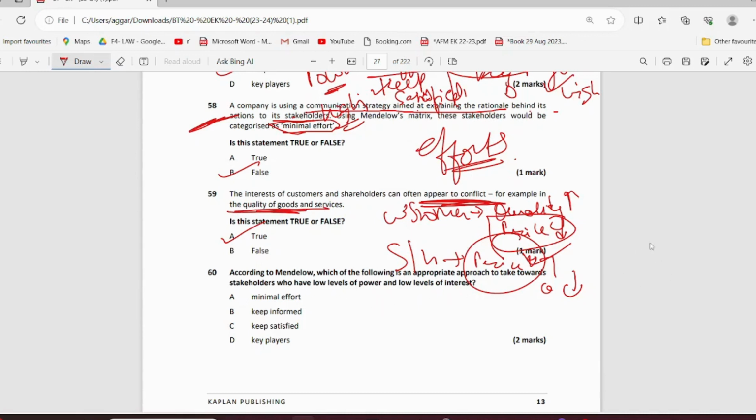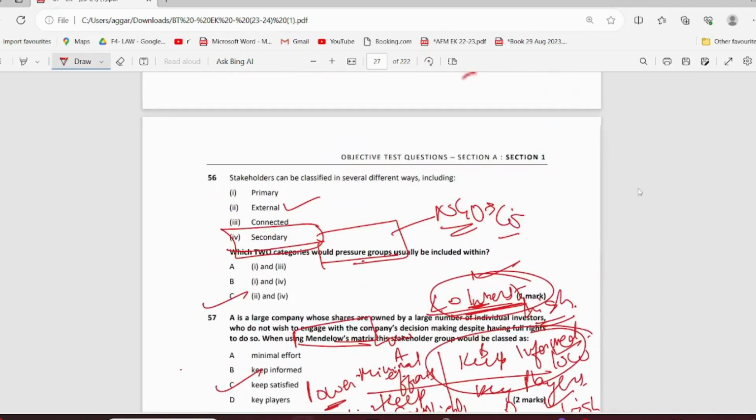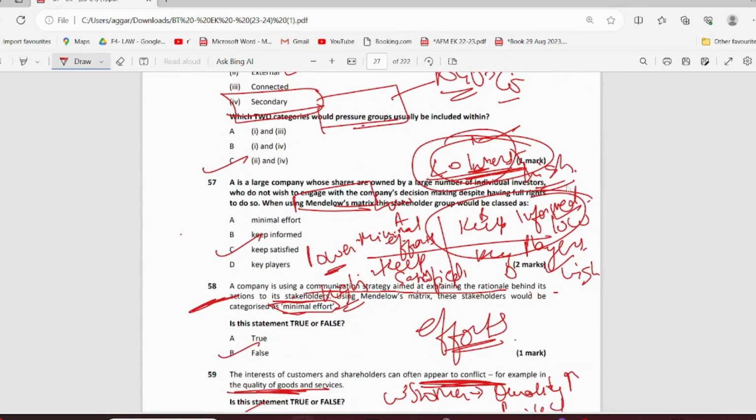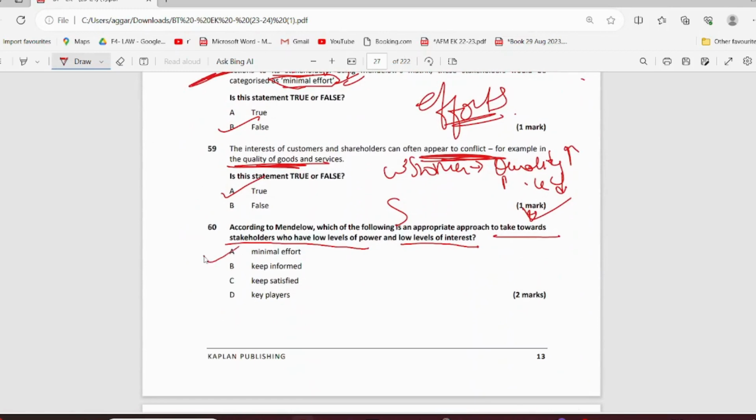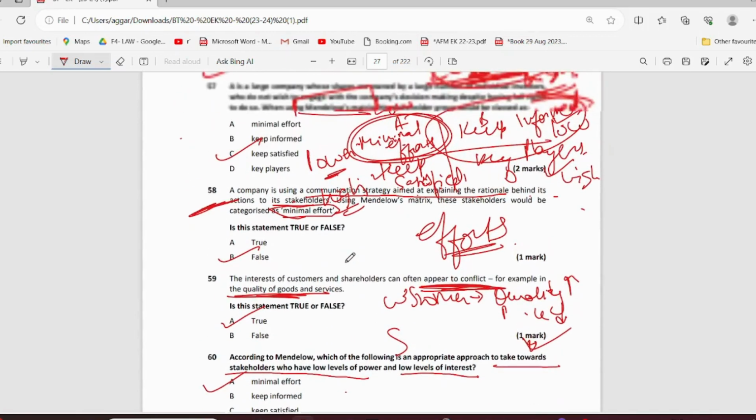Okay. Next question, which is the last question. According to Mendelow, which of the following is an appropriate approach to take towards shareholders who have low levels of power and low levels of interest? As we discussed above, low power and low interest gives us minimal effort. So whenever these types of questions come, you can easily make this chart, and you'll be able to understand the questions better and answer them correctly also.